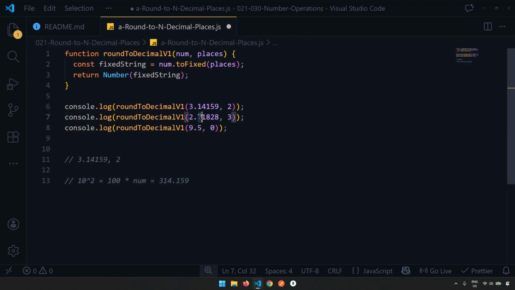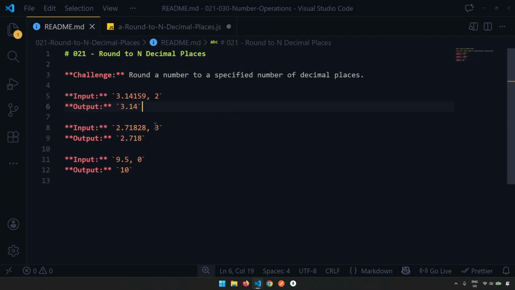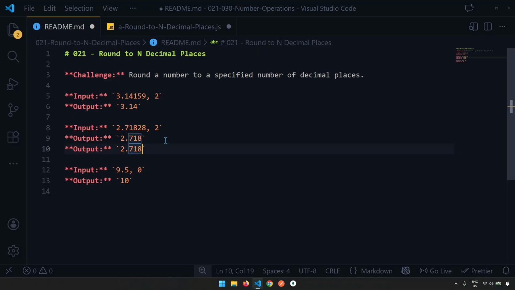So if you have this 2.718, right? And let's say we want to have only 2 decimal points. What is going to be the output? The output is not going to be 2.71, because the number that comes after 1 is 8. That's above 0.5. So we round 1 to 2. That's the rounding logic that goes behind this.